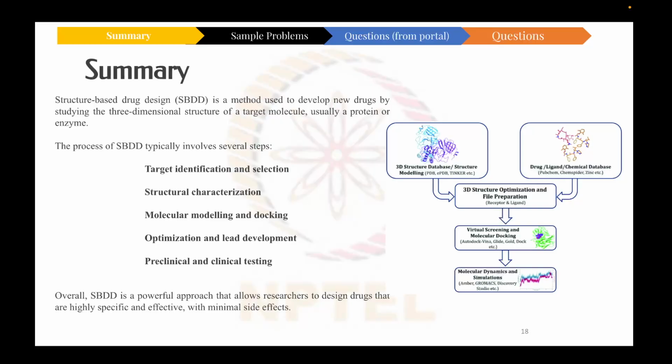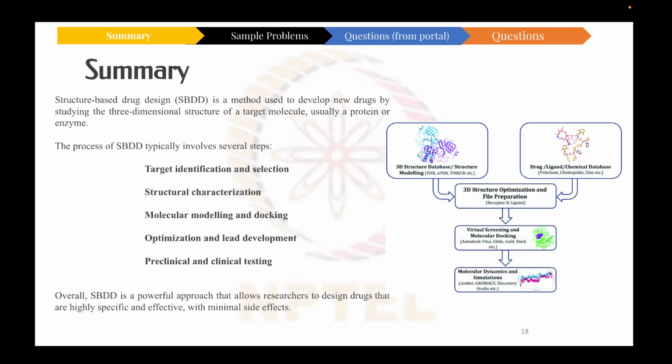Initially, one identifies the specific protein or enzyme implicated in a particular disease process that could serve as a target for drug intervention. Various techniques such as high throughput screening, genetic analysis, or molecular modeling may be employed for target identification. Once a target protein is identified, its three-dimensional structure is determined using advanced techniques like X-ray crystallography, NMR spectroscopy, and cryo-electron microscopy. This structural information reveals the protein shape, surface features, and potential binding sites for drug molecules.